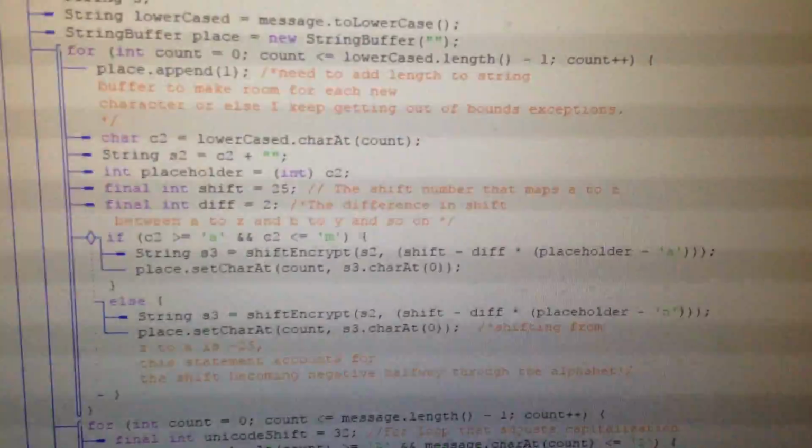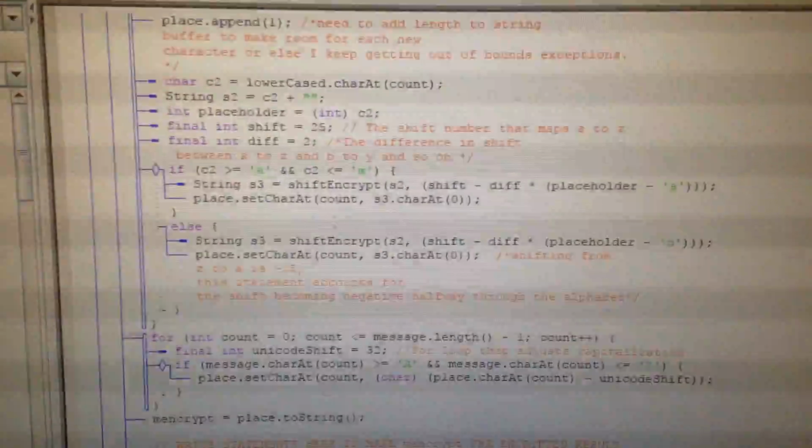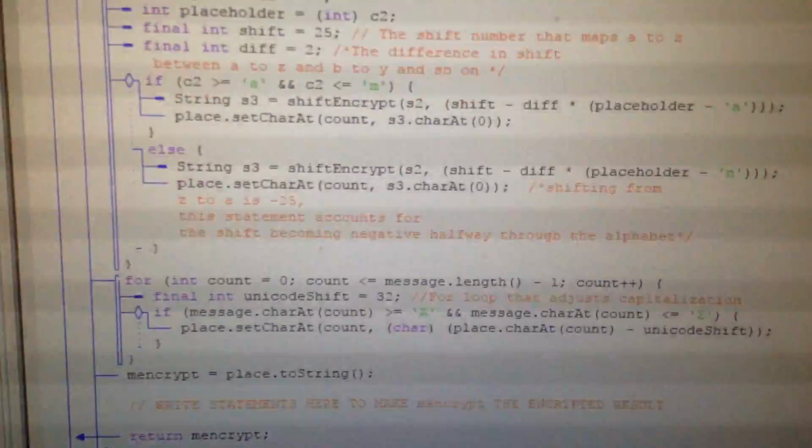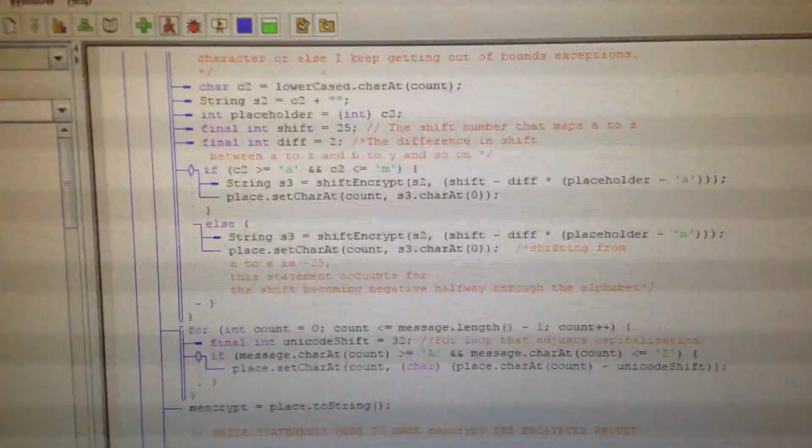And I use 2 because when you get halfway through, the shift value is going to be negative, and you just have to account for that. And yeah, this also uses a string buffer, so you go through one character at a time, do the shift encrypt, and map it to the correct one. Then at the end, this is also, I think, just mapping the capital letters to the right place again.